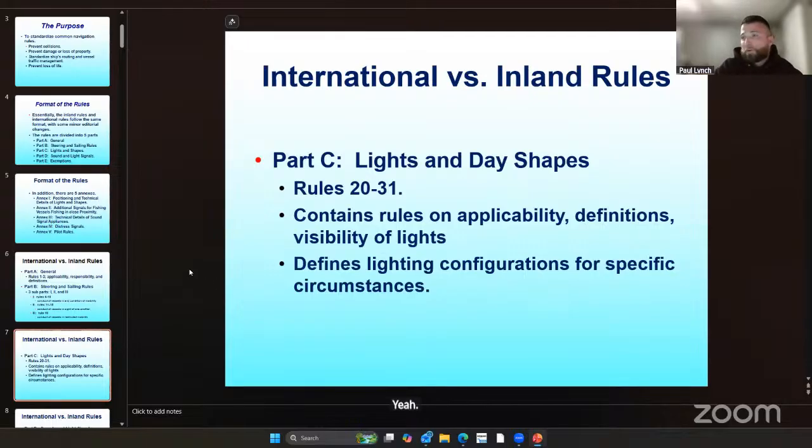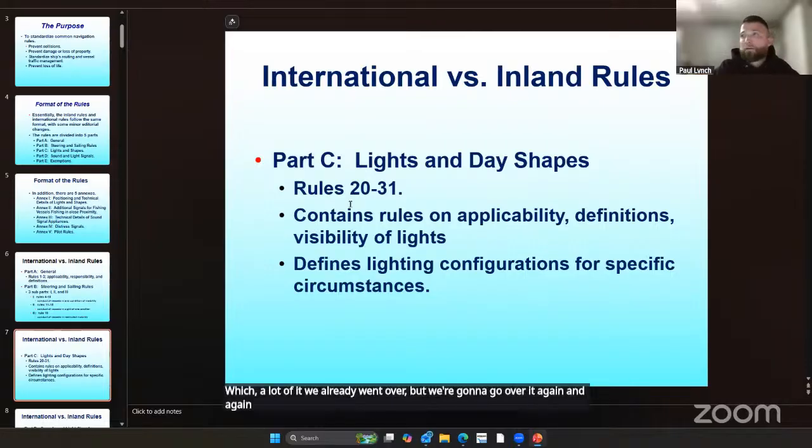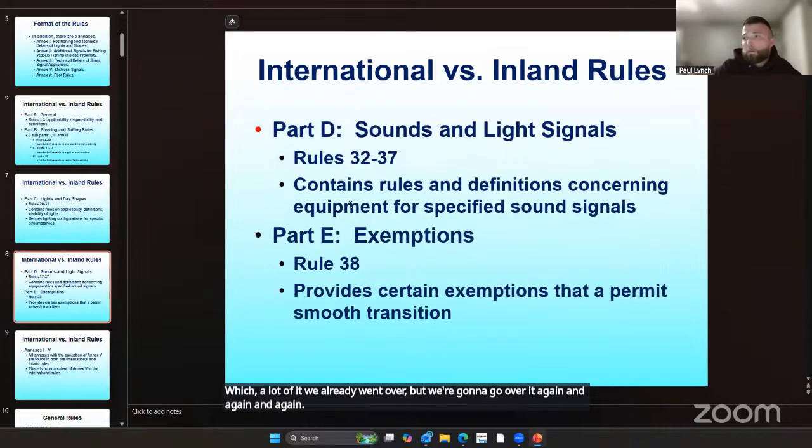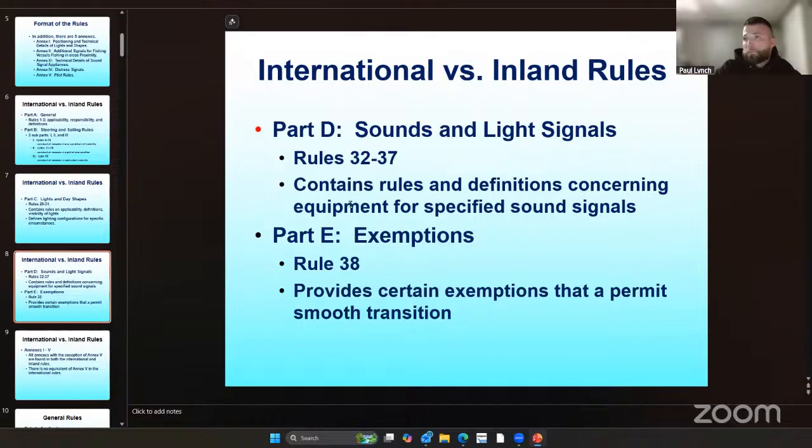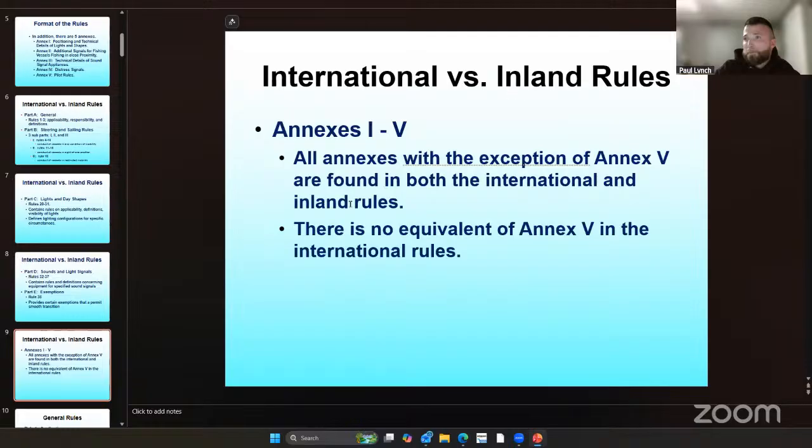So then, we're going to get into the lights and day shapes, which a lot of it we already went over, but we're going to go over it again and again and again. The only thing about the annexes, like I mentioned, is annexes equals fishing.